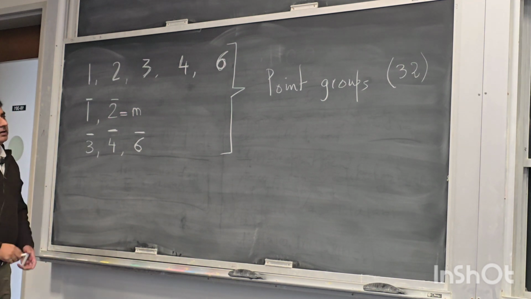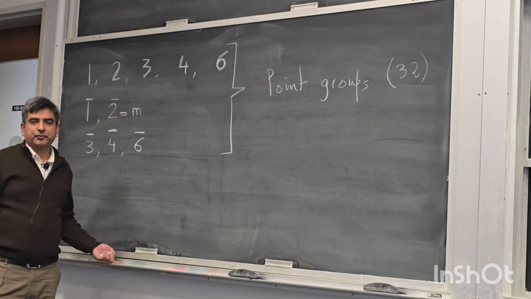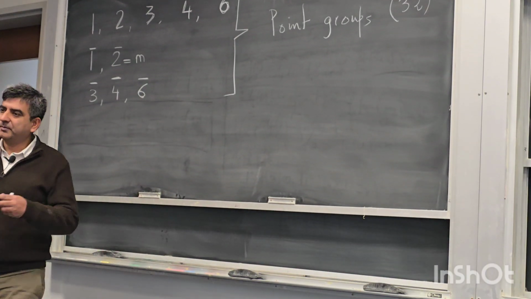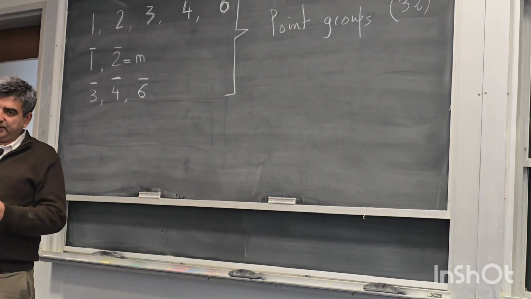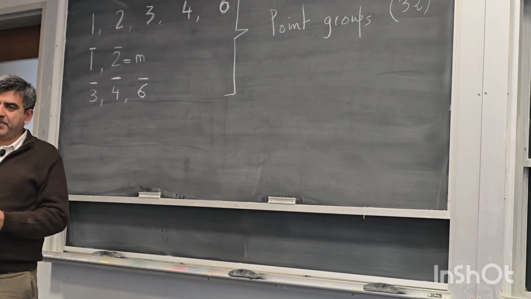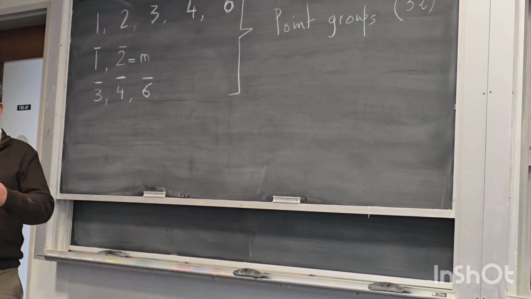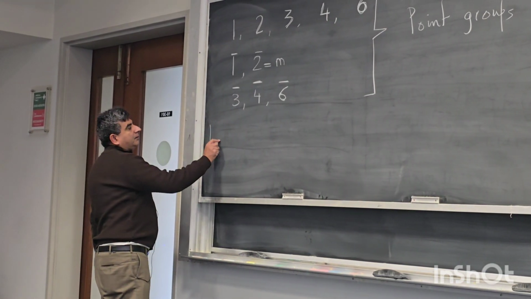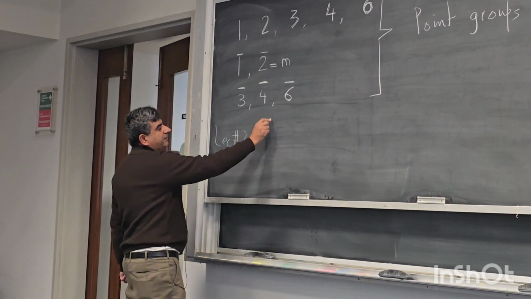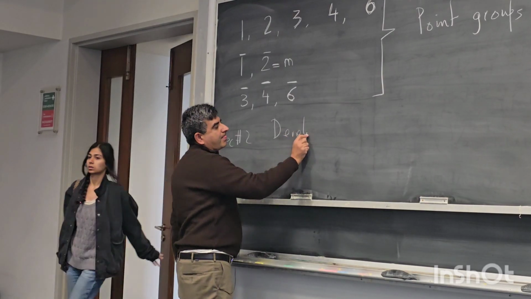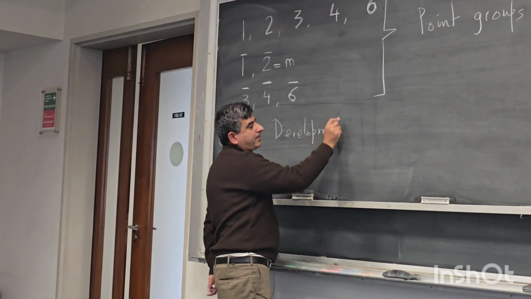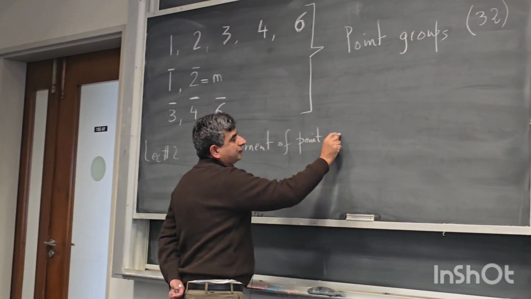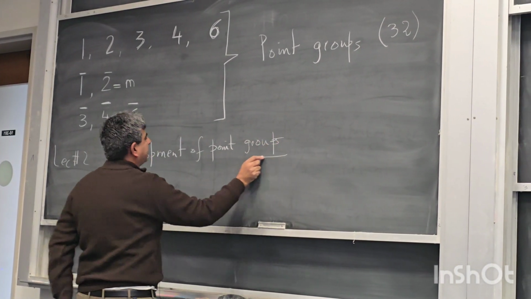So now let's develop these 32 point groups and see how these symmetry elements combine together, lump together into these 32 classes and form these mathematically distinct groups. Okay, so today's lecture, lecture number 2, is going to focus on the development of point groups. So we try to do this pretty systematically.